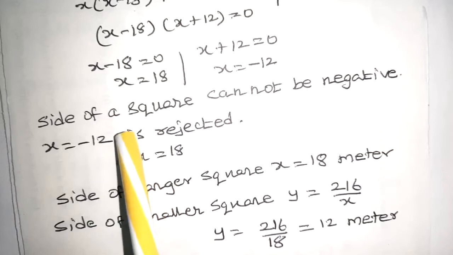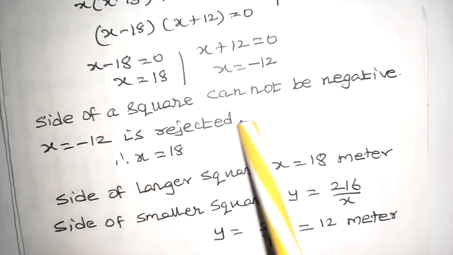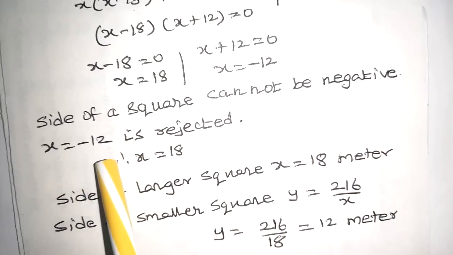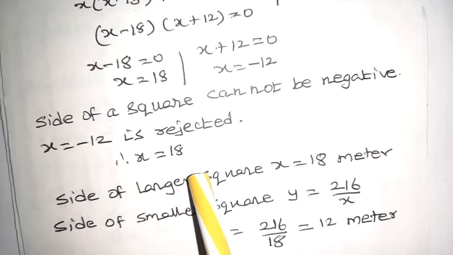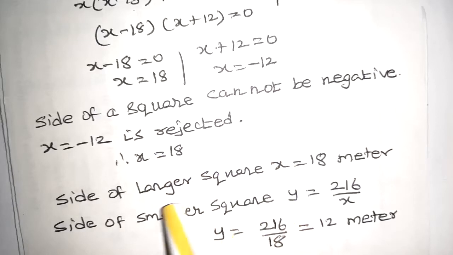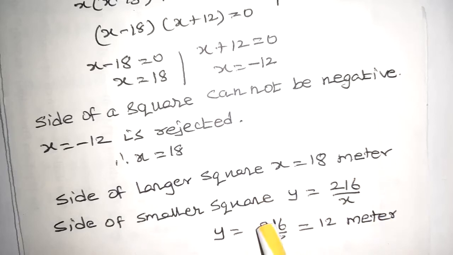But x is the side of a square. Side of a square cannot be negative. Therefore, x equal to minus 12 is rejected. We consider x equal to 18, positive value only. Therefore, side of larger square is 18 meters. Side of the smaller square is y equal to 216 by x, 216 by 18, that equals 12 meters.